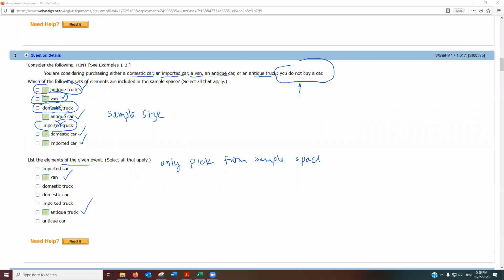van. Antique car, that's in the sample space. But remember, I don't buy a car, so I'm not going to pick an antique car because no car is being selected. And then domestic car, but I'm not going to pick a car. Imported car, I'm not going to pick a car. So these are really the only 2 answers that are in the sample space and correspond to the event of not buying a car.